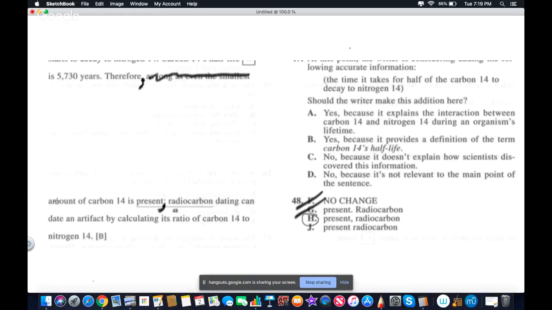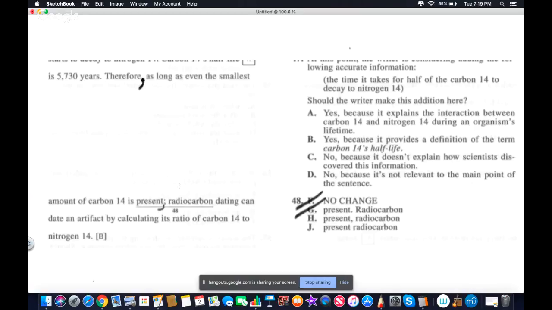this stuff in the middle, which adds to the sentence, is not absolutely vital for the meaning of the sentence. The sentence could be said, therefore radiocarbon dating can date an artifact by yada, yada, yada. Those two pieces go together. The middle piece isn't necessary. And even furthermore, you might say, well, why do I need a comma there?